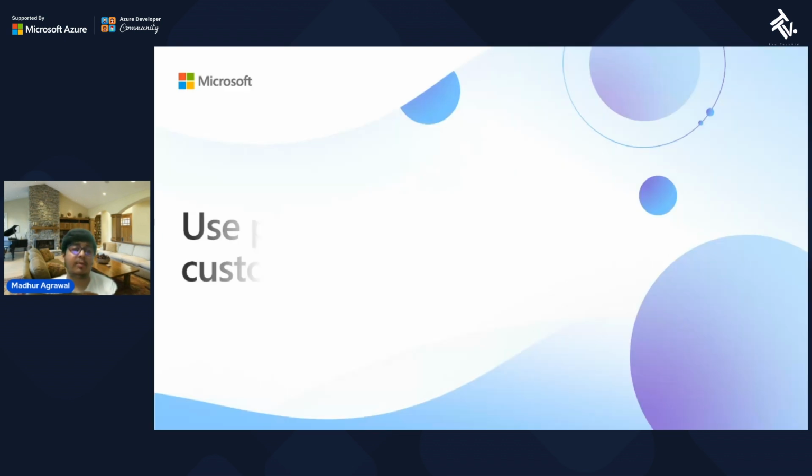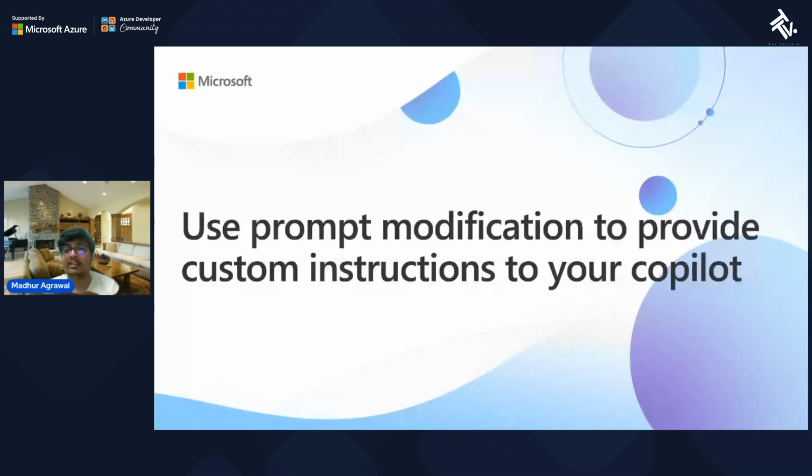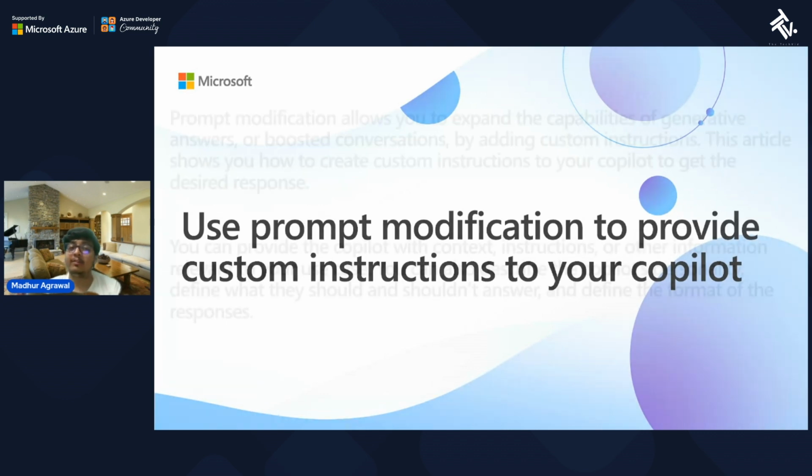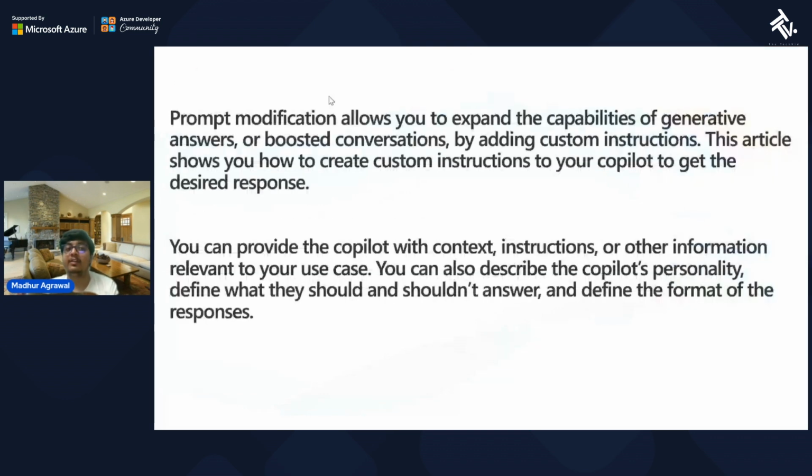The next thing we are going to talk about is using prompt modification to provide custom instructions to your Copilot. This is one of the interesting topics that can be used to enhance the answers of your Copilot and the overall quality of the outputs that are being presented. Prompt modification basically allows you to expand the capabilities of generated answers or boosted conversations by adding custom instructions. It shows you how to create a custom instruction for your Copilot to get the desired response. If the response was generic, it can be made more specific if your prompt is modified accordingly.